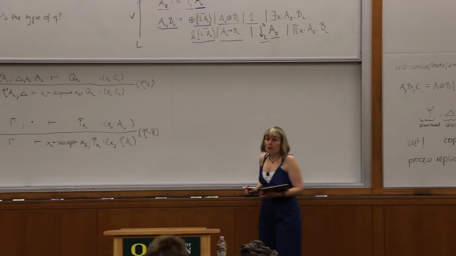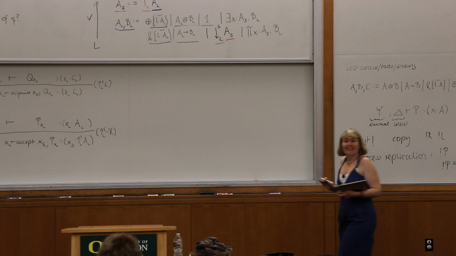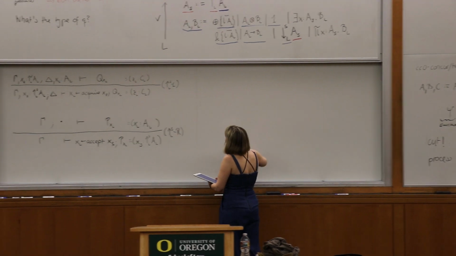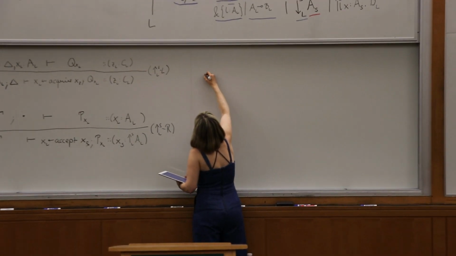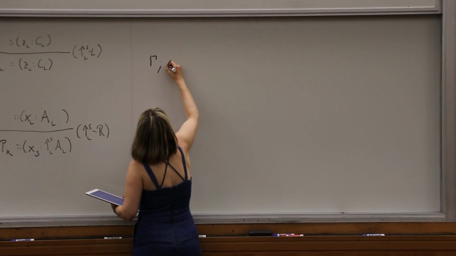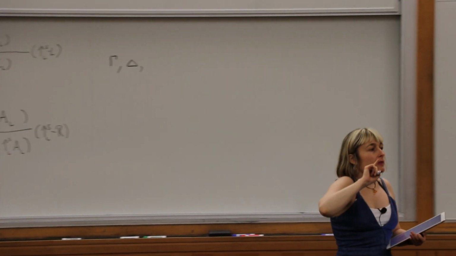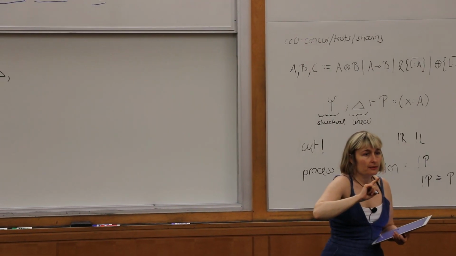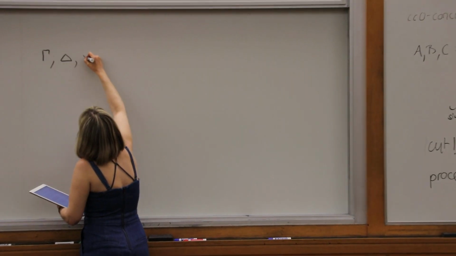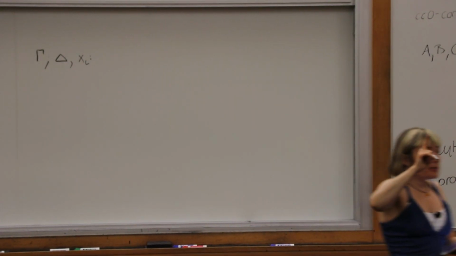Okay, so let's move on to release. Now you're almost pros, so you already know what to expect. So for a release, we have here a gamma and a delta. And because we are releasing something, it means that we have a linear resource that we want to release, right? So we do have an X sub L that is of a linear type that we can release.